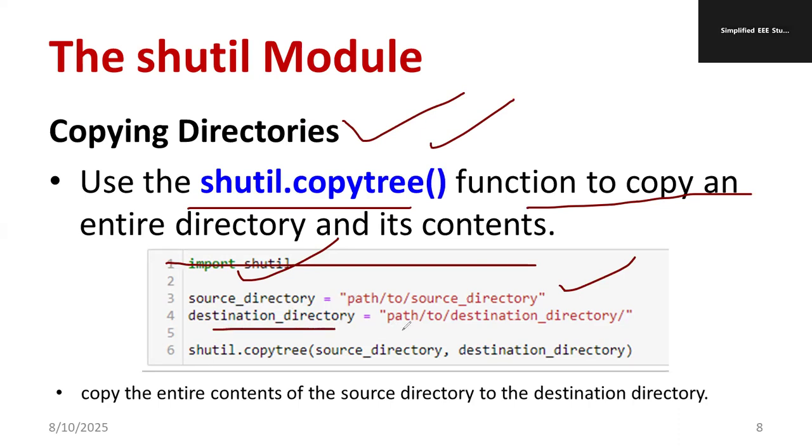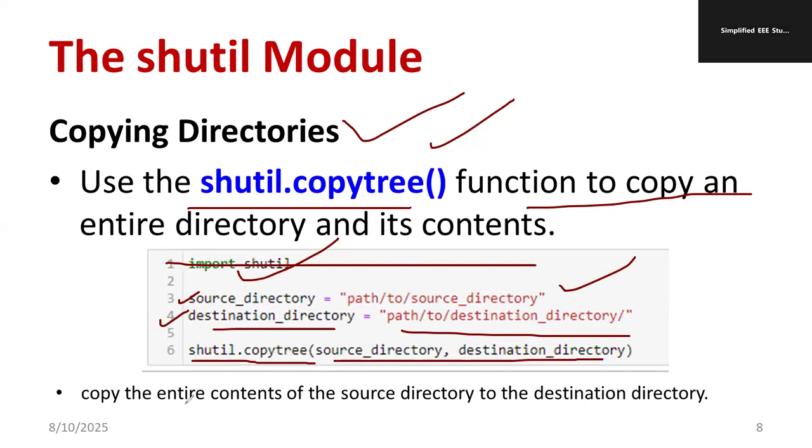Next, you have to mention the destination directory. Okay, I mentioned the source directory as well as the destination directory. Then I can apply the function called shutil.copytree. Here I have written shutil.copytree. Inside the argument, you need to pass the source directory, comma, the destination directory.